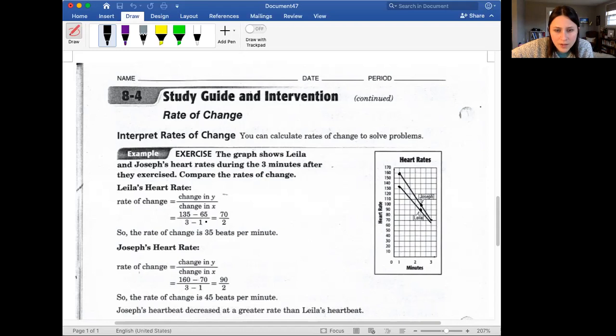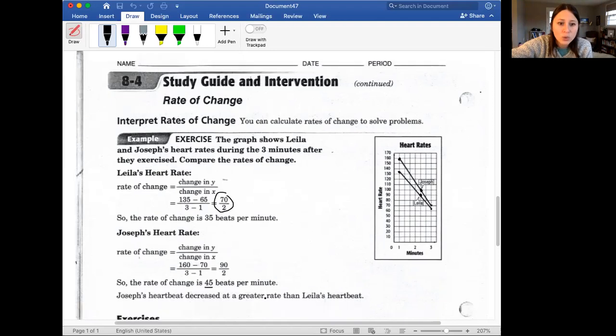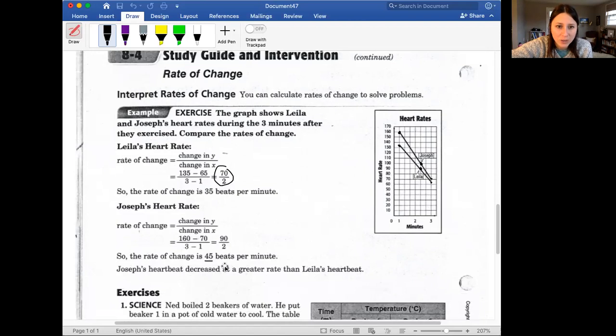And then 65 and 1. So 65 is right here. Oh, that's right there. This graph is kind of hard to see because it's so small, but they calculated the rate of change, the change in Y over the change in X, subtracted it and simplified it. So for Layla's heart rate, it was about 35 beats per minute. And for Joseph's heart rate, it was about 45 beats per minute. So think about who has a faster heart rate. Well, it looks like because Joseph has more beats per minute, his heart rate's going faster.